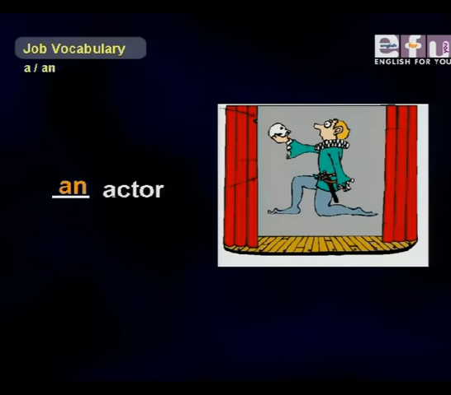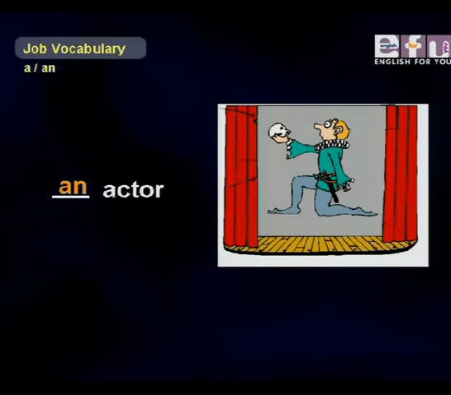Job vocabulary, pronunciation. Now, let's work on pronunciation. In English, like other languages, we tend to say our words together. For example, let's use this sentence. A taxi driver drives a taxi.